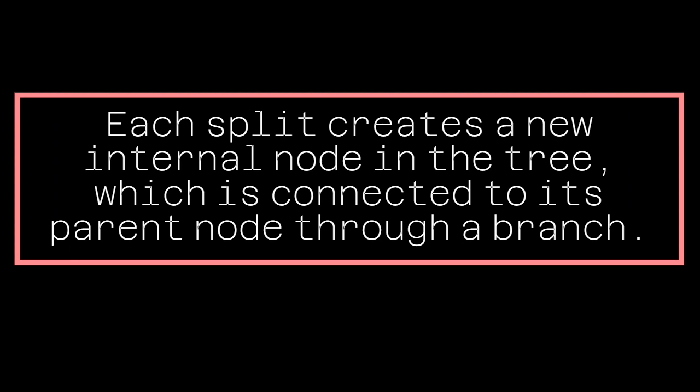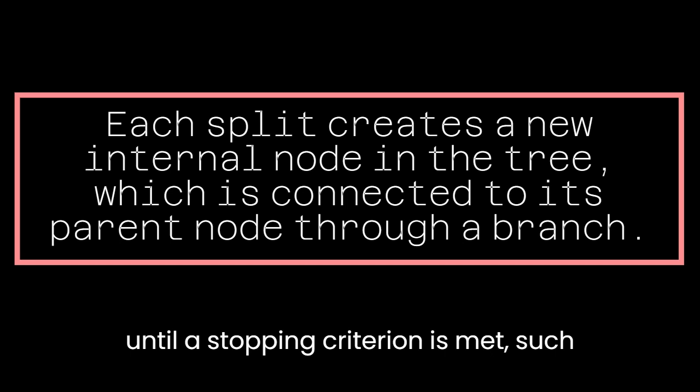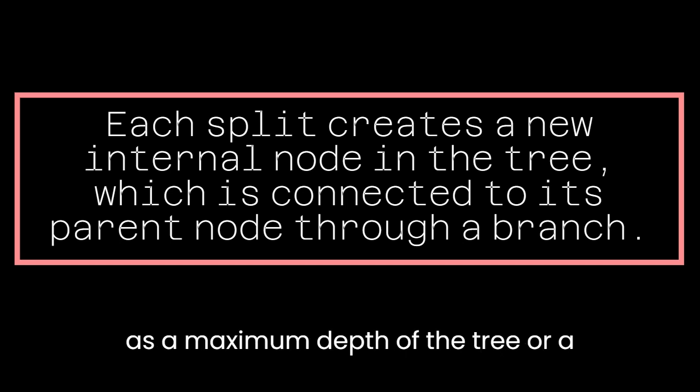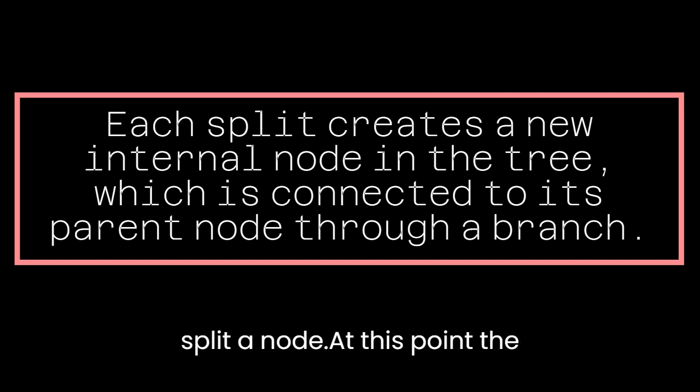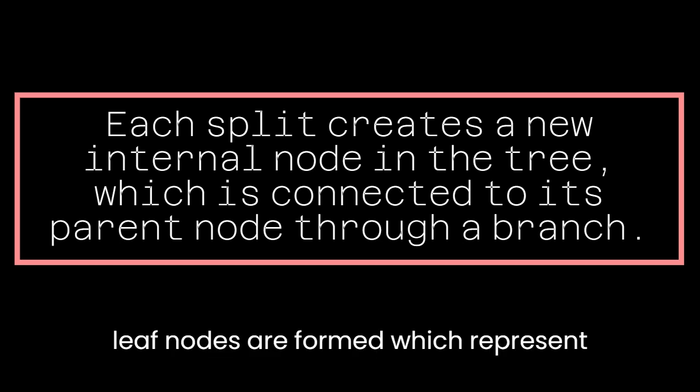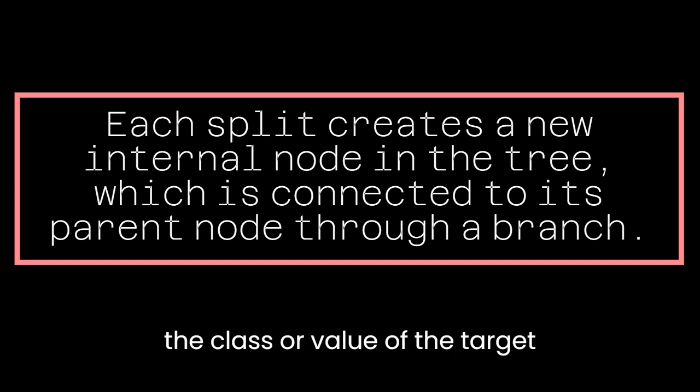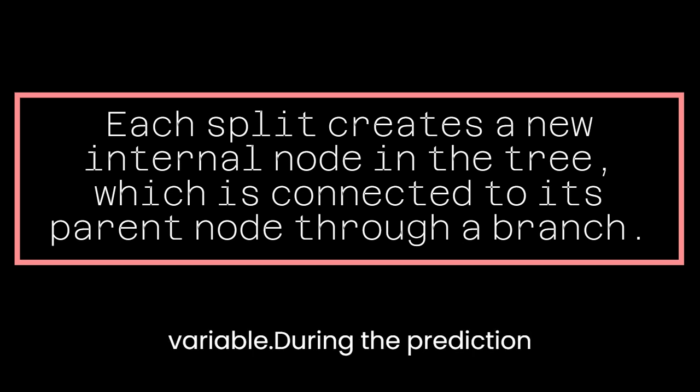The process continues until a stopping criterion is met, such as a maximum depth of the tree or a minimum number of samples required to split a node. At this point, the leaf nodes are formed, which represent the class or value of the target variable.